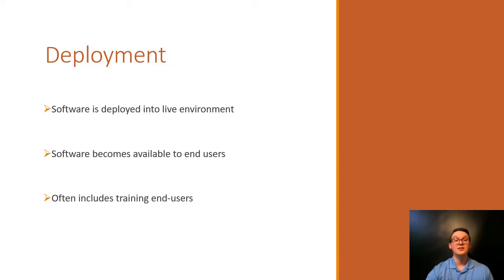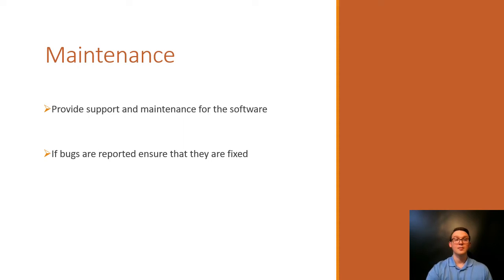The 5th phase of waterfall is deployment. This is when you'll integrate the project into a live environment. The software will become available to end users, and you'll train them how to use it. The final phase in waterfall is maintenance. This stage involves providing support and maintenance for the software deployed. You'll ensure everything runs smoothly and that any bugs are fixed in this stage.